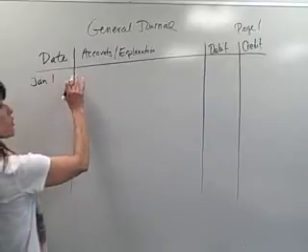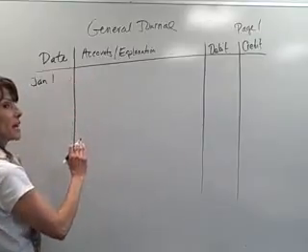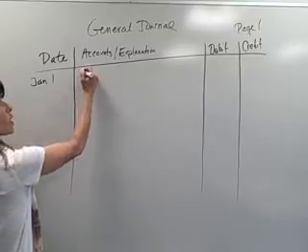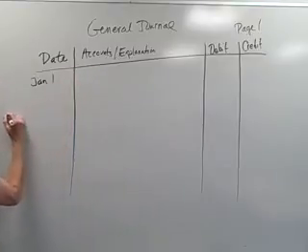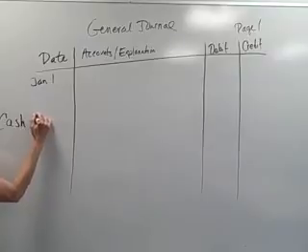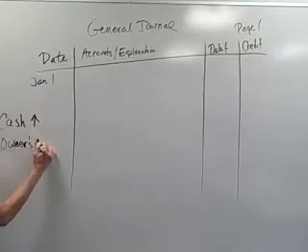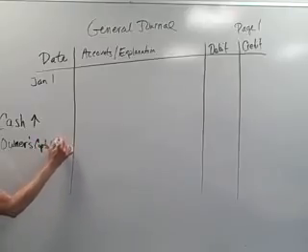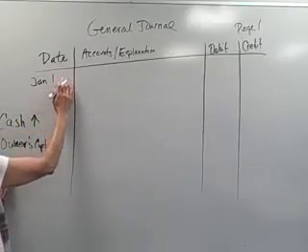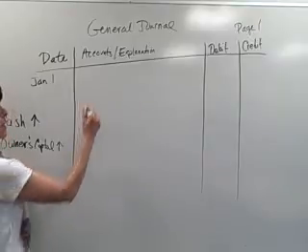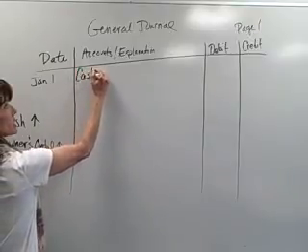And let's say that we need to look at the account that was debited first. If the owner invested money in the business, we know that cash is going up, and we know that the owner's capital is going up as well. So we're going to put down January 1st. We want to put the debited account first. And the debited account is cash. So we're going to list cash out.